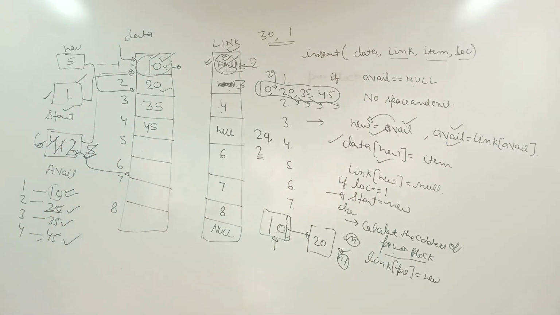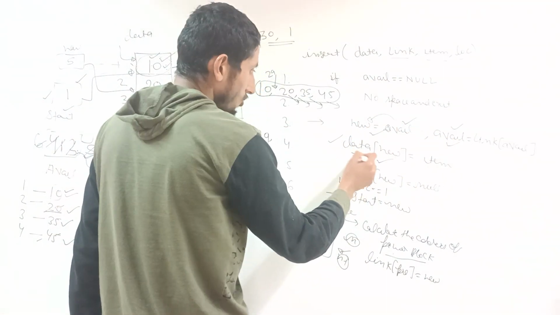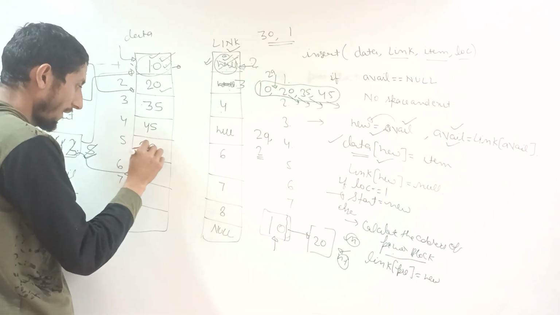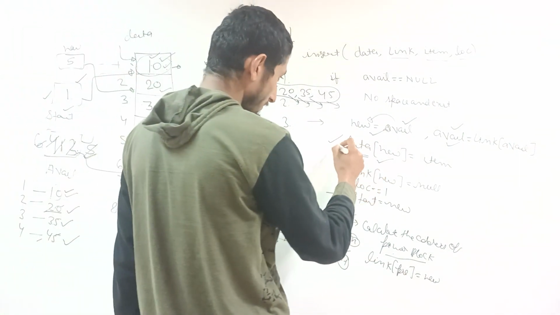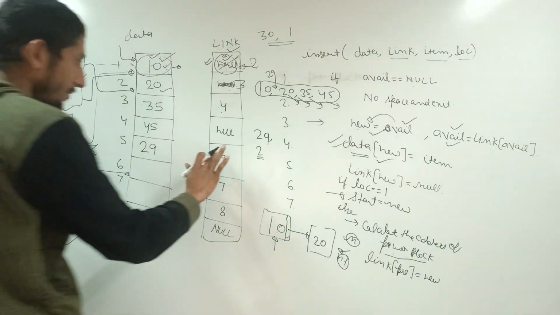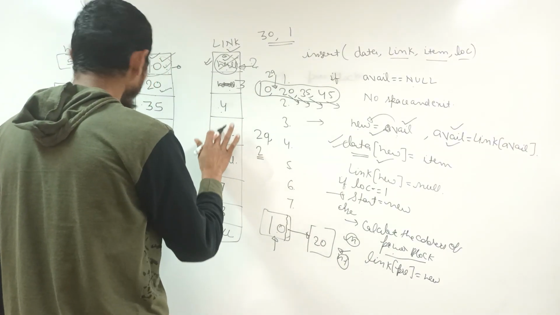Okay, then copy the data. So what is the data? Data is 29. So let me copy the data. Data is 29. So I have copied the data, this one. After that, what you have to do, you have to put null in the link part. So let me put null in the link part. So I have put null in the link part.